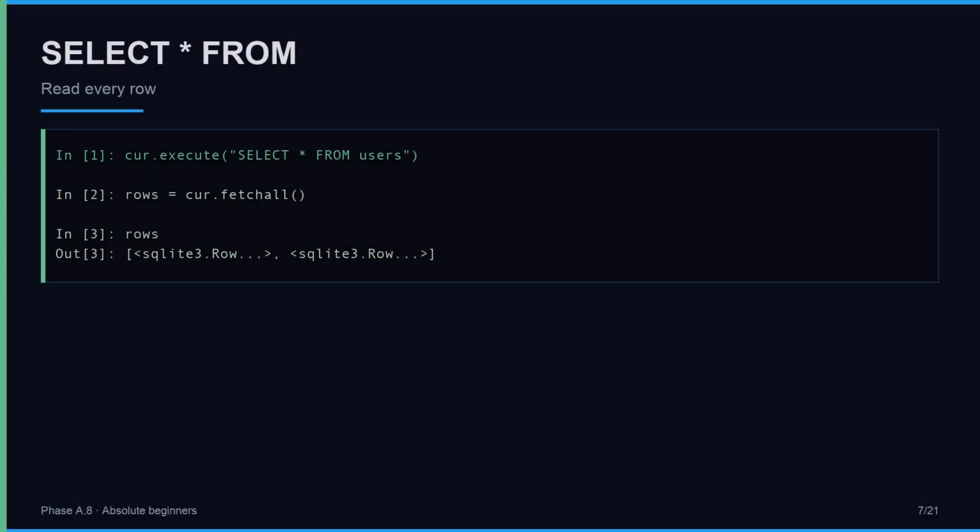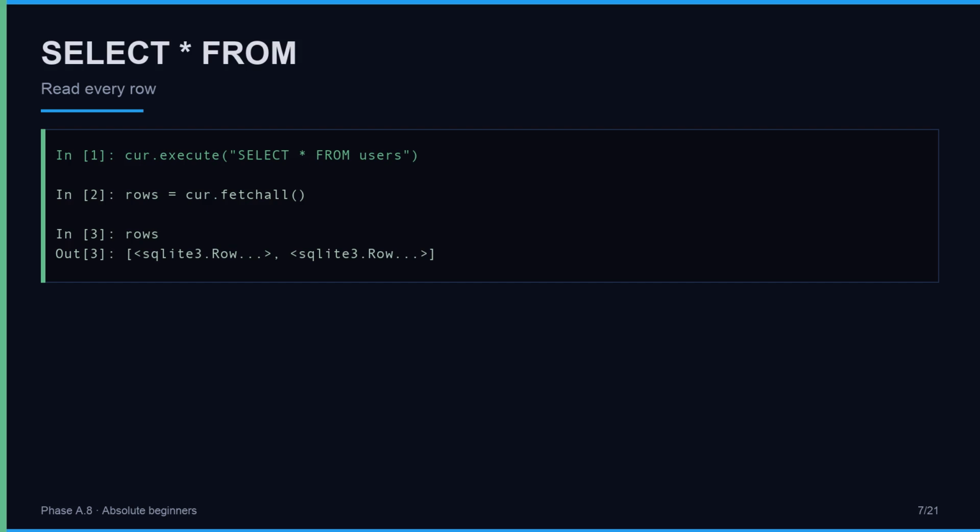Now let us read rows back. Write cur.execute, then select star from users. The star means all columns. SQLite gathers every row in the table, but does not return them yet. The cursor just remembers where they are. To actually pull them into Python, call cur.fetchall. fetchall returns a list of all matching rows.